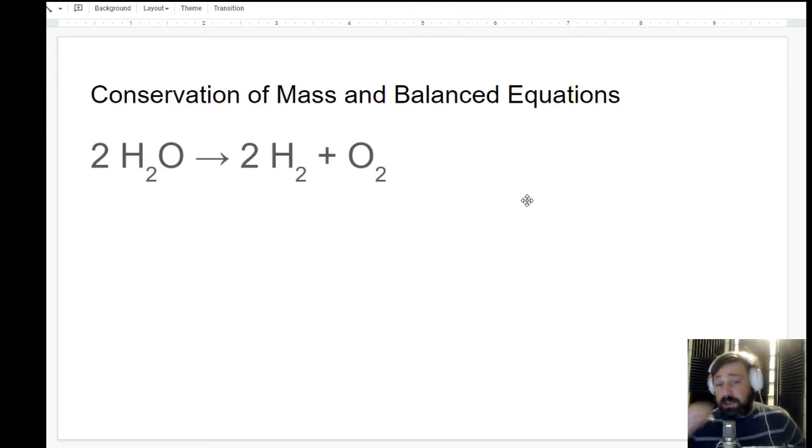But yeah, this is something that I think we've talked about a little bit, but I wanted to drive the point home a bit more, and that is why do we even care about balancing these equations? The big thing is that we have to worry about this whole conservation of mass. We can't destroy or create matter. So, because of that, we have to balance this.